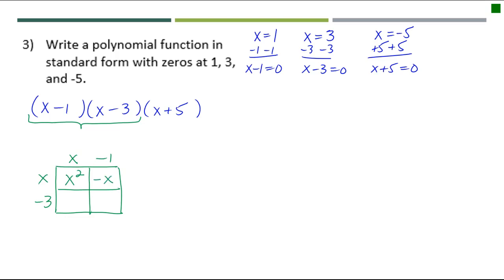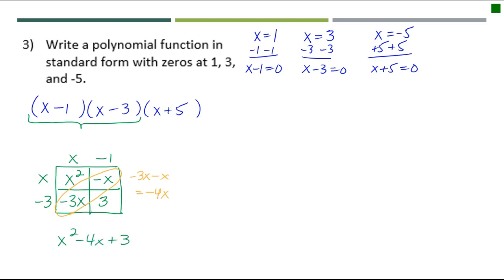Now I can combine some like terms here. These two terms are like terms. If I did negative 3x minus x, that would give me a total of negative 4x. So what I have here would be x squared minus 4x plus 3. Now I need to take that and multiply it times x plus 5 because I haven't multiplied that with anything yet. So now I'm going to do that.